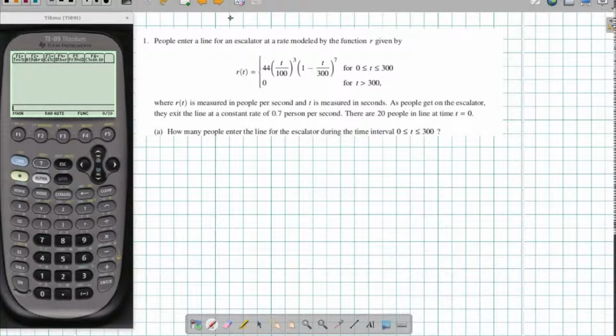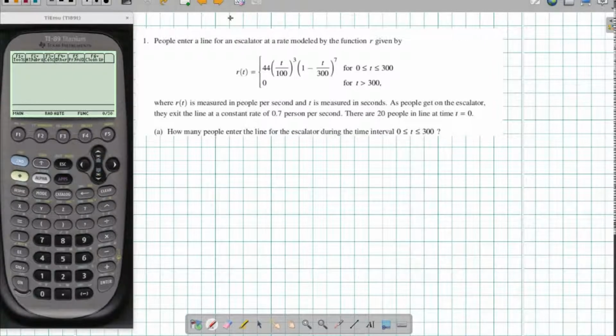Let's go ahead and start with problem number 1. Number 1 says that people enter a line for an escalator at a rate modeled by the function r, given by r of t equals 44 times (t over 100) cubed times (1 minus t over 300) to the 7th for values of t between 0 and 300 inclusive, and 0 for t greater than 300, where r of t is measured in people per second and t is measured in seconds.